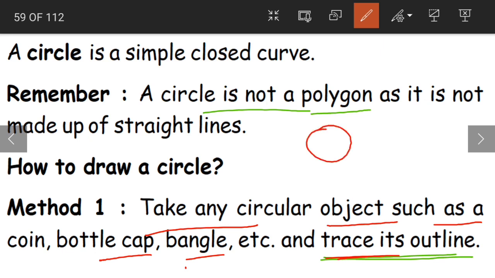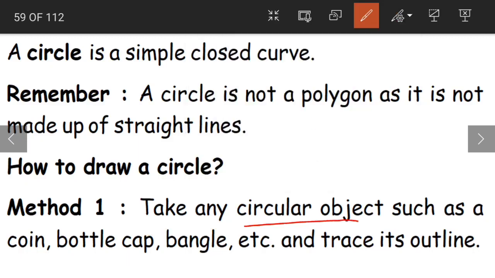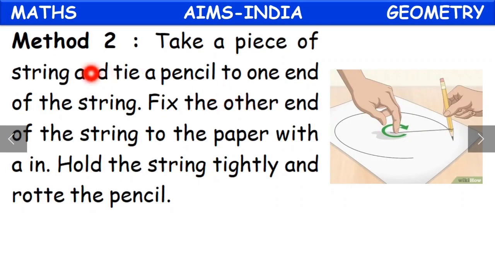So this is the simplest method and also the most common method that we use for drawing a perfect circle. Yes, we can draw a circle only with the help of a pencil also, but it will not come out perfect all the time. So that is why in the first method we are using a circular object. Now coming to the second method.